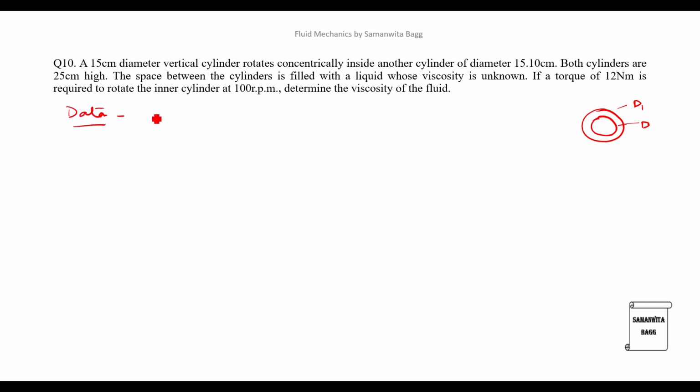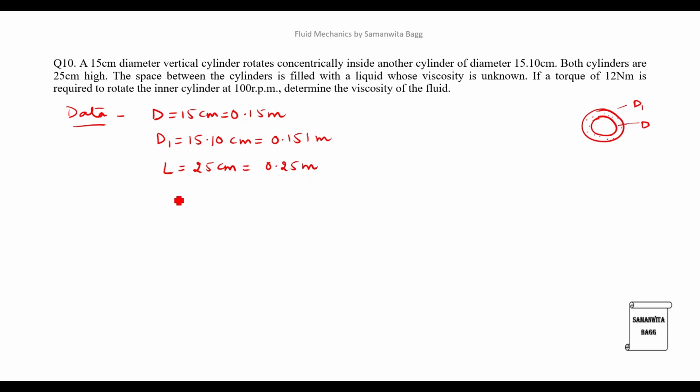This inner diameter D is 15 centimeter, that is 0.15 meter, and the outer one is 15.1 centimeter. So this becomes 0.151 meter. Both cylinders are 25 centimeter high. So what is given here is the length, that is 25 centimeter, which is also 0.25 meters. The space between the cylinders is filled with a liquid whose viscosity is unknown. So there is a liquid between these two whose mu value is not known.